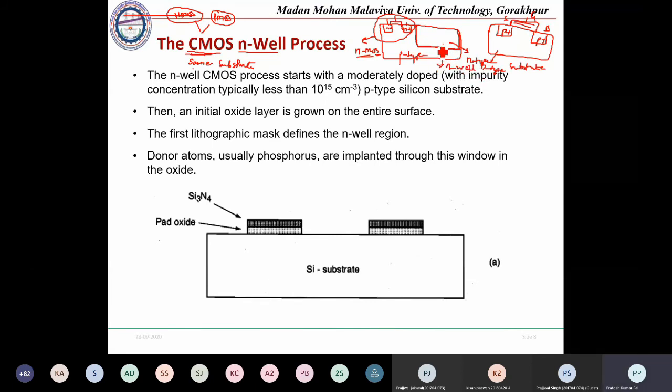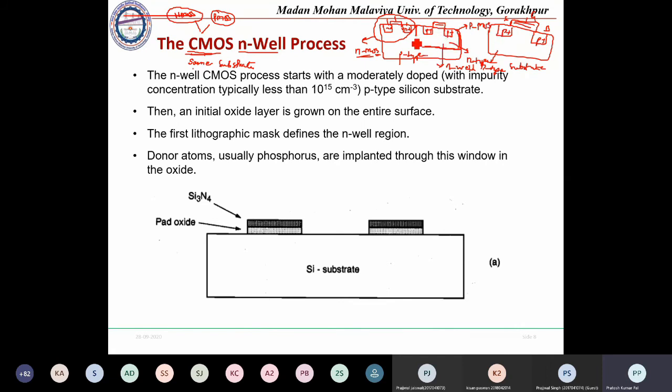Whenever an N-type region is formed on a P-type substrate, that N-type region will be considered as N-well. Now in that N-well, we can deposit the P plus regions and the gate to form a P-type MOSFET, or you can say PMOS.